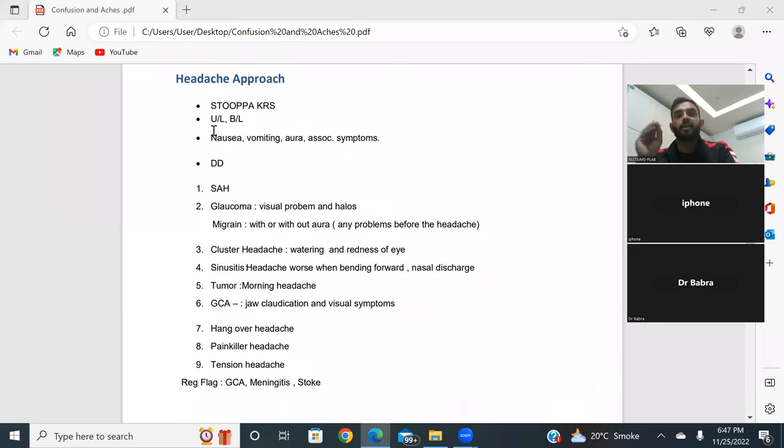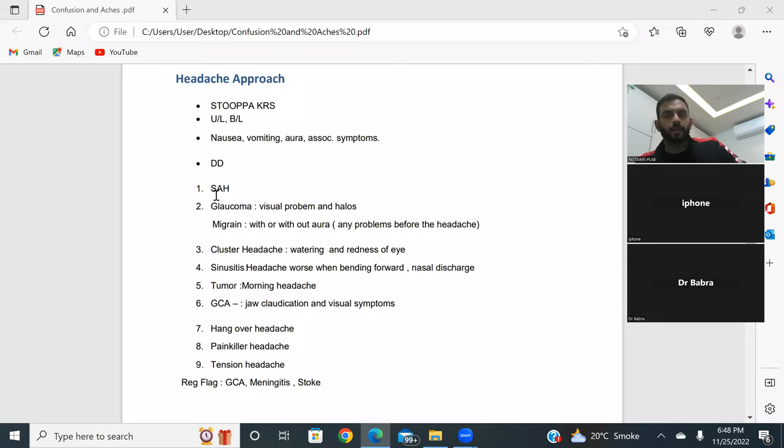This should be after doing Stupa KRS: unilateral, bilateral. It will give you a lot of information and you will be having your diagnosis over there. Most of the diagnosis will be there, not all of them. But if the patient says, okay, I'm having headache all around my head, then you need to ask all of the questions around. Here severity is quite important.